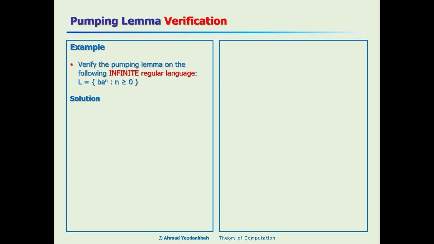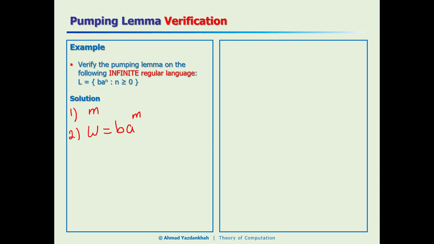Okay, here is another example. All right, so first, pick a number. Yeah, we always pick it as M. Two, pick a string from here. So W is equal to, yeah, probably the B, A to the M is the best one here.